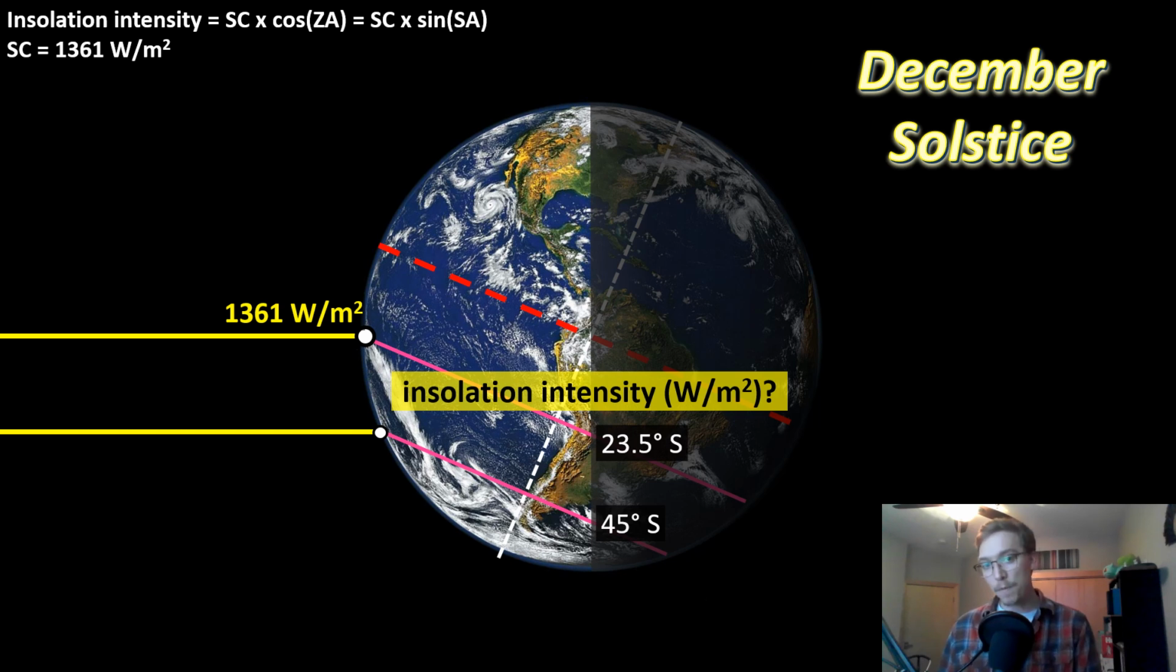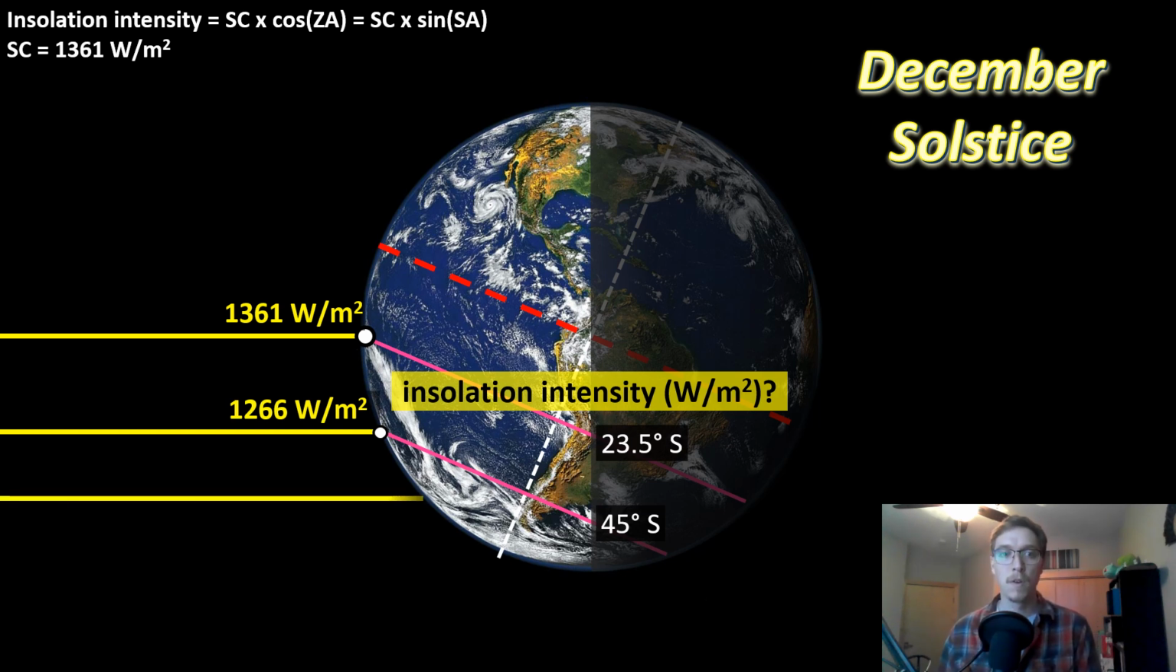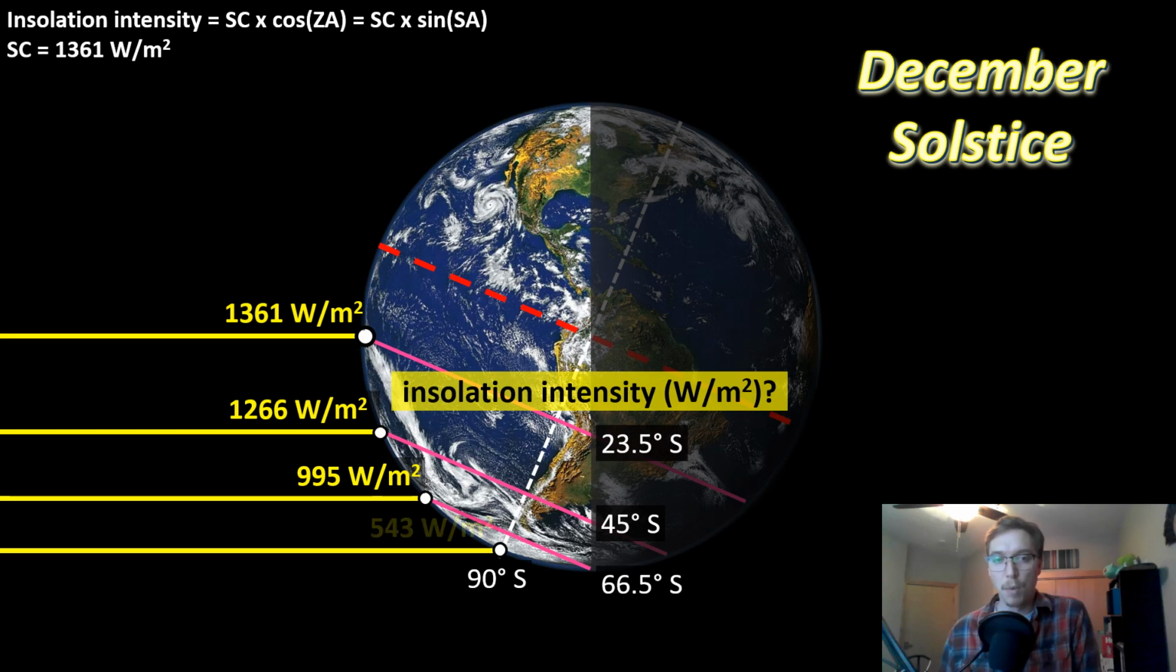Now, what if you were down at 45 degrees south latitude, so 21.5 degrees further south? You're at 1,266 watts per meter squared. At 66.5 degrees south latitude, 995 watts per meter squared. And if you're at the South Pole, 543 watts per meter squared.